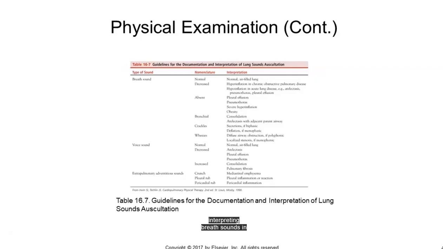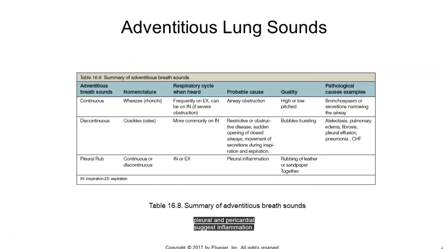Guidelines for interpreting breath sounds and their common causes are seen in this table, with decreased breath sounds suggesting hyperinflation from COPD or atelectasis, pneumothorax or pleural effusion, absent breath sounds from the above-mentioned plus obesity, bronchial breath sounds from consolidation, crackles due to secretions, wheezing from diffuse airway obstruction or bronchospasm and corresponding results of voice sounds, rubs, both pleural and pericardial, suggest inflammation. This slide further illustrates adventitious lung sounds and possible causes.